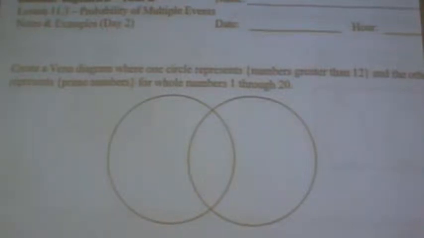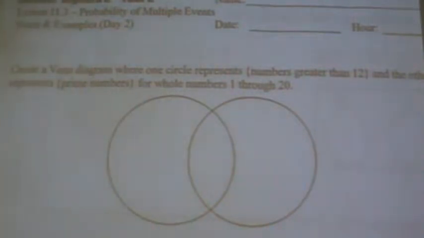All right, today we're going to do day 2 of 11.3, which is probability of multiple events happening. First, let's define what a prime number is. I want you to write this at the top. A prime number is a number that's divisible by 1 and itself. The first prime number is 2, not 1.